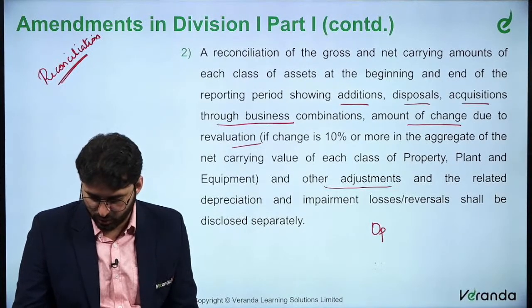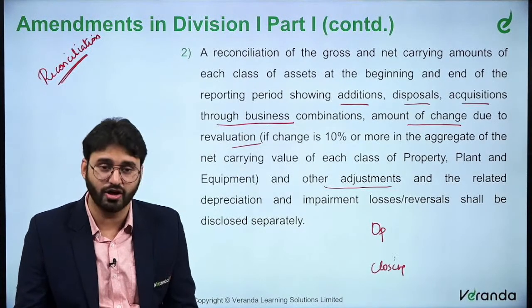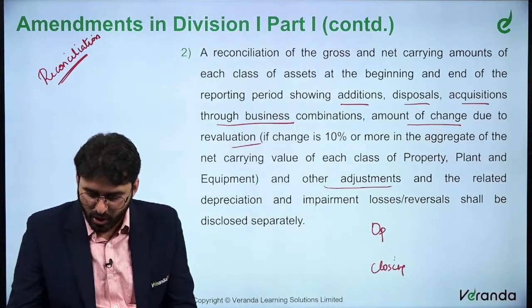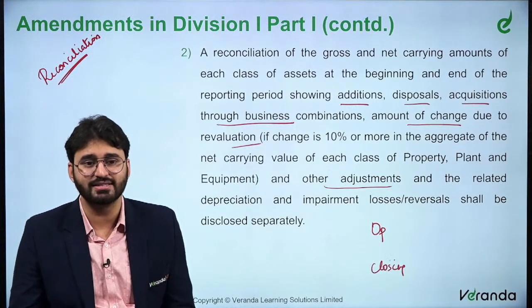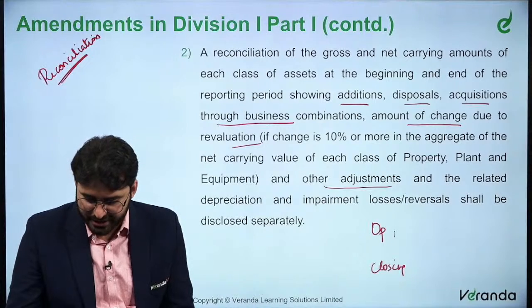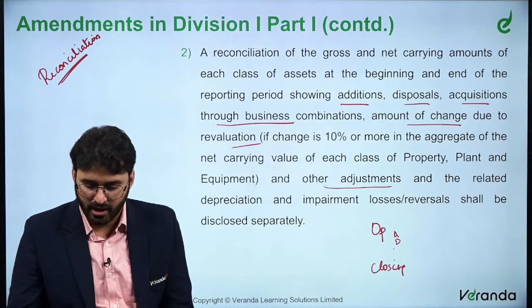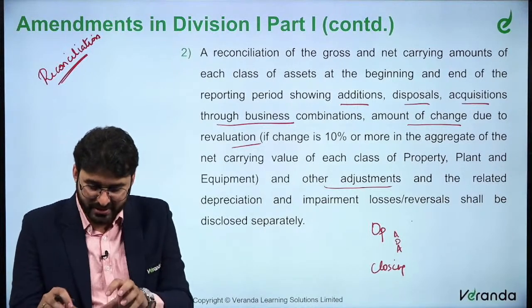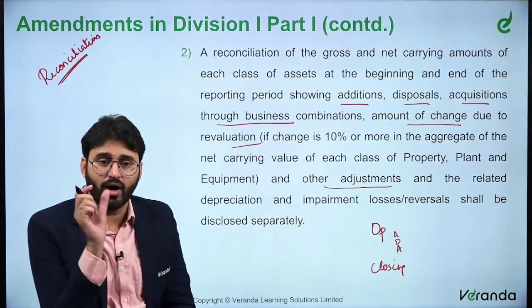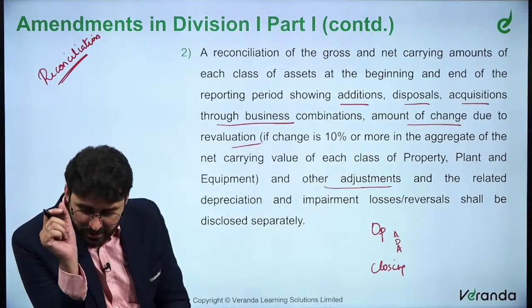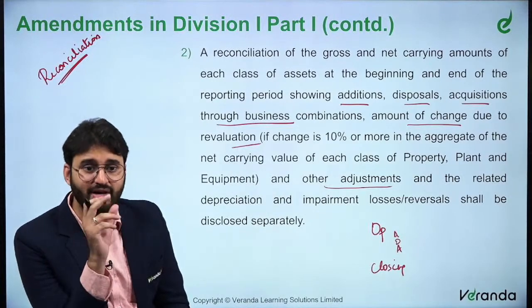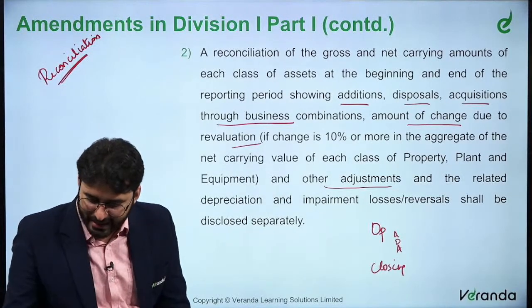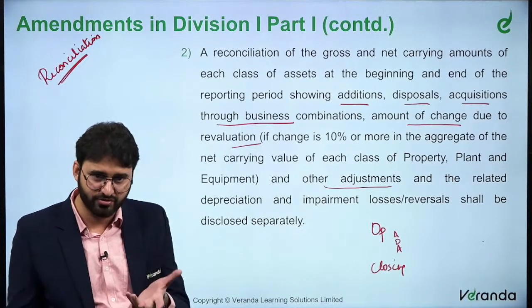Opening, closing, gross block, there will be net block. So what is the reconciliation between the two? There will be addition, there will be deletion, there will be acquisition through business combination. So this has to be properly captured. One important piece of information here is the amount of change due to revaluation. Suppose I have revalued the asset, then that has to be separately shown. That is of course there.